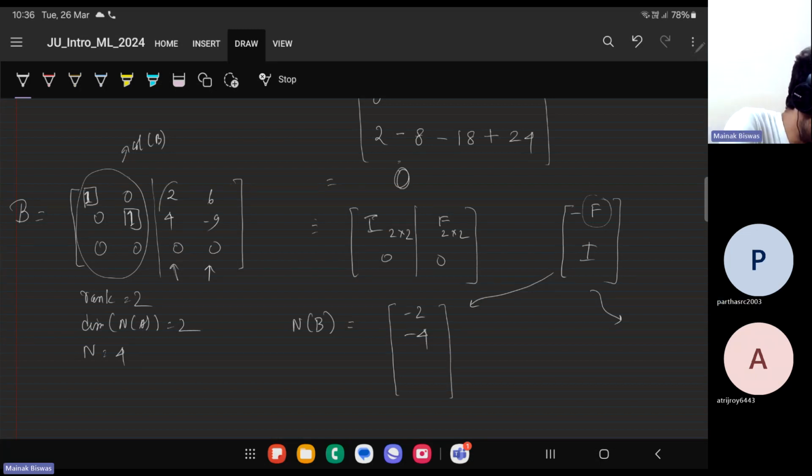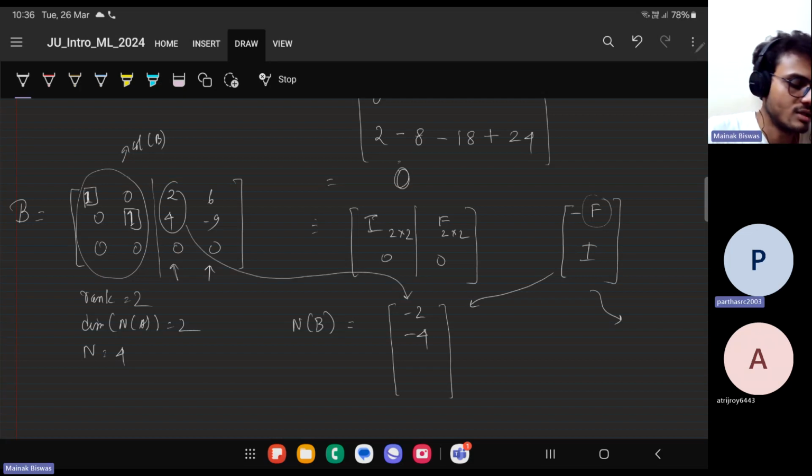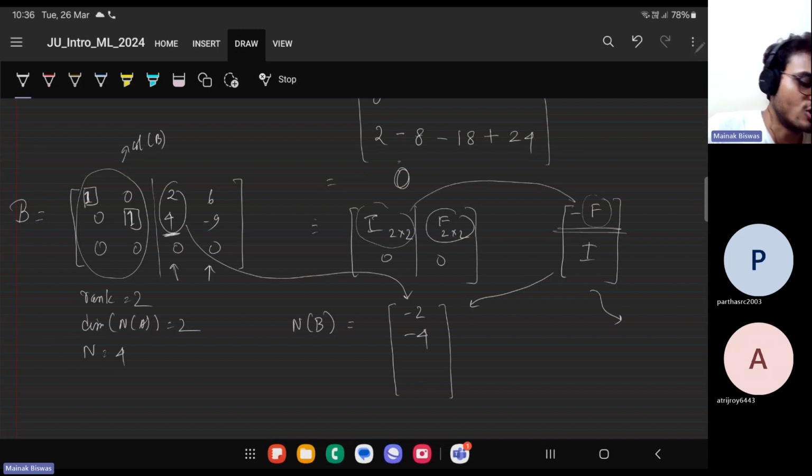So first I will take this column. This is one option, -2, -4, and the other option is -6, 9 from the other column. This F I have put in I's position. Wherever there is I, I will put the F corresponding to it, because I need minus F corresponding to it.